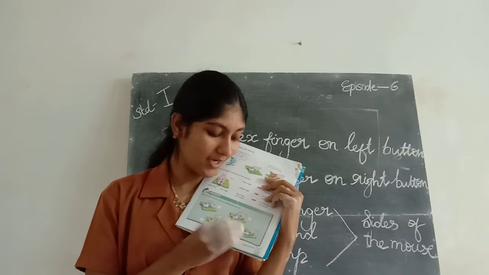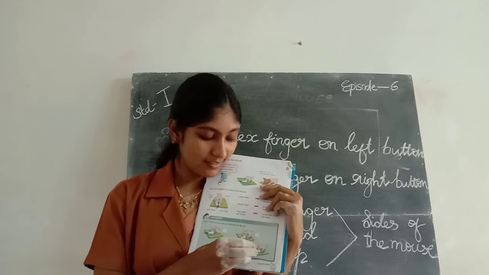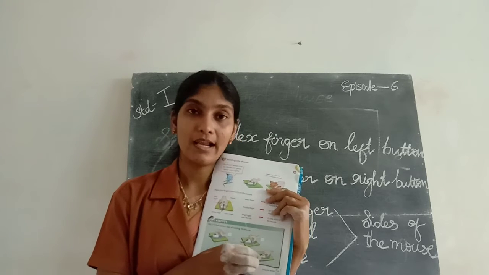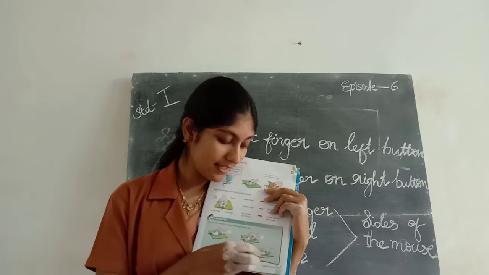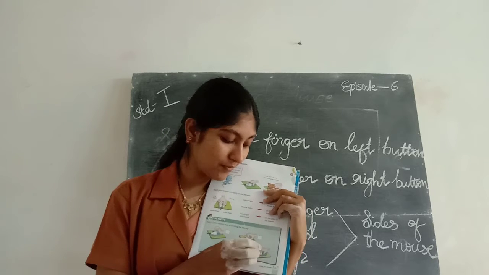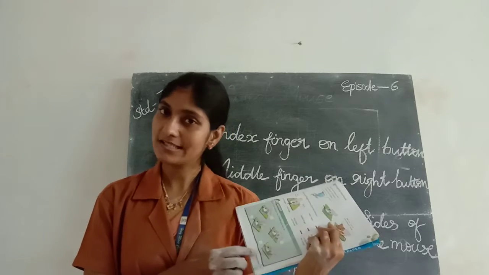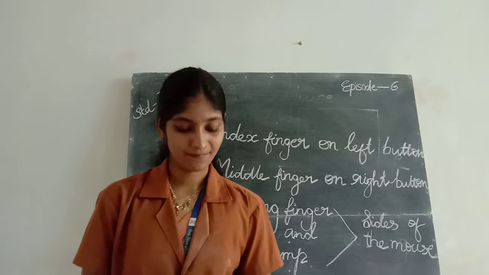And the fourth one, this is the correct way because the index finger is placed on the left button and the middle finger on the right button, and also the thumb and ring finger are on the sides of the mouse. So this is correct, right? Yes. So put a tick mark on the box.